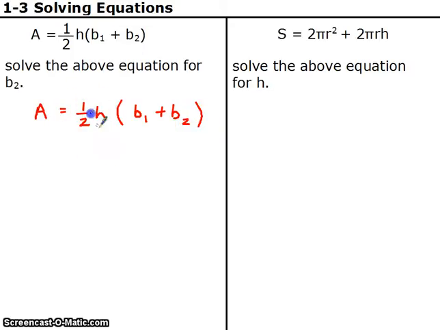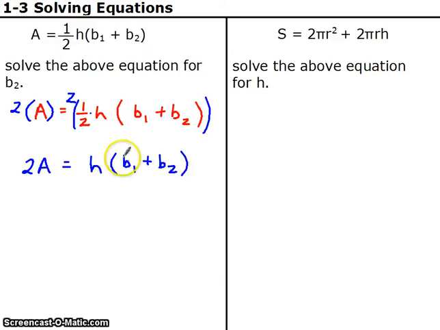Okay, it's being multiplied by h. So normally when something's being multiplied, we divide. Okay, but that looks weird. If you put divided by a half, I don't like that. So instead of dividing by a half, let's multiply by its reciprocal. The reciprocal of 1/2 is flipped over, 2/1. So to get rid of a half, we multiply the whole thing by 2. Okay, we do that over here as well. All right, so this is what that's going to look like. 2a equals h times b1 plus b2.